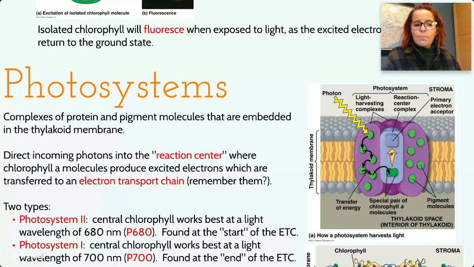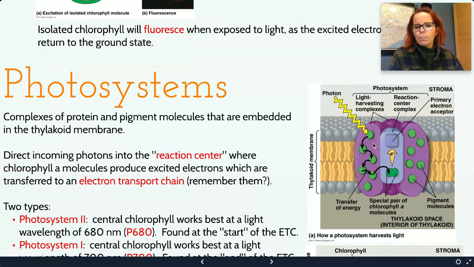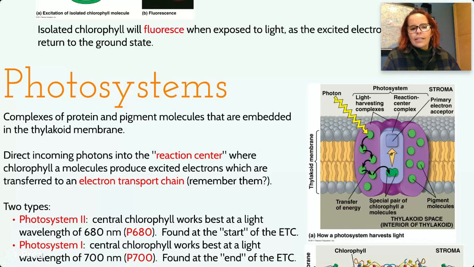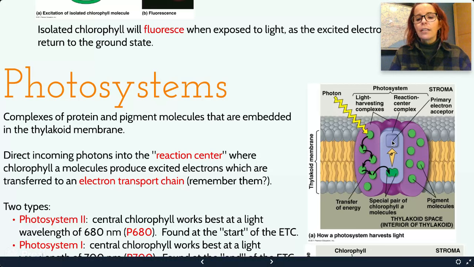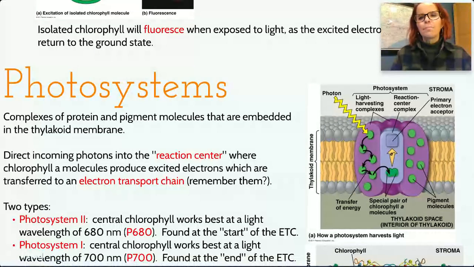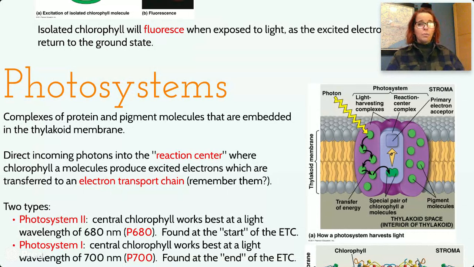Photosystems are complexes of protein and pigment molecules that are embedded in the thylakoid membrane. So there's the thylakoid membrane, and there's the protein. They direct incoming photons to the reaction center. This lighter purple is the reaction center, where chlorophyll A molecules produce excited electrons, which are transferred to an electron transport chain. So they eject their electrons to this primary electron acceptor, and then it's going to go through an electron transport chain. We saw something similar in cell respiration.